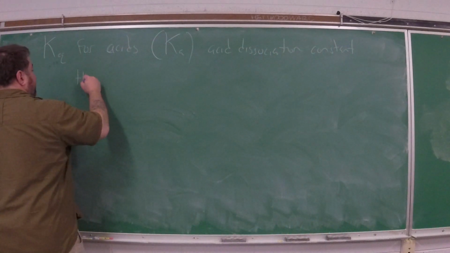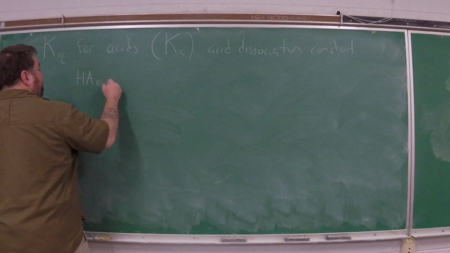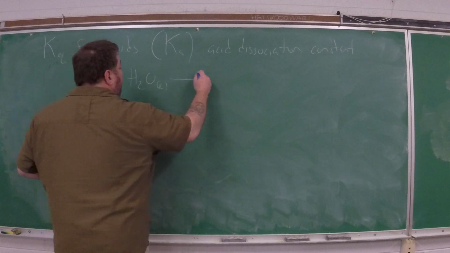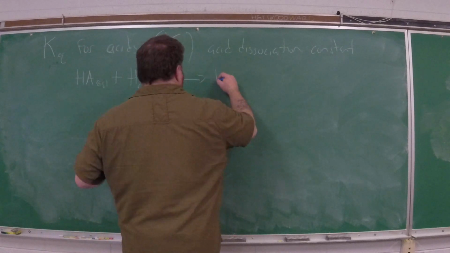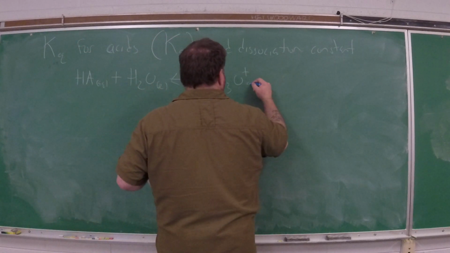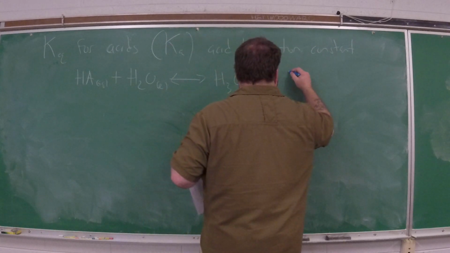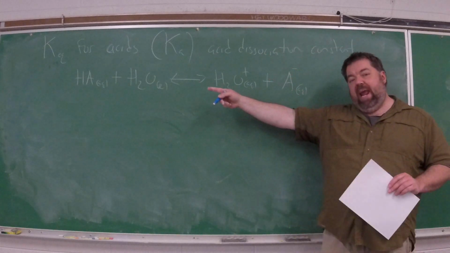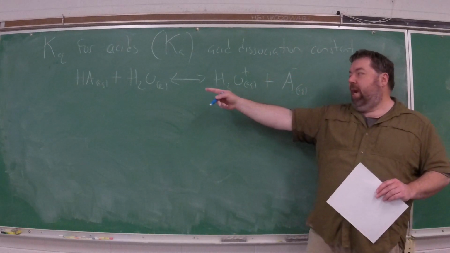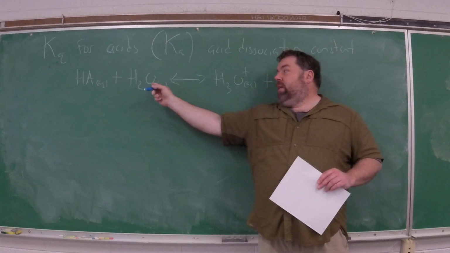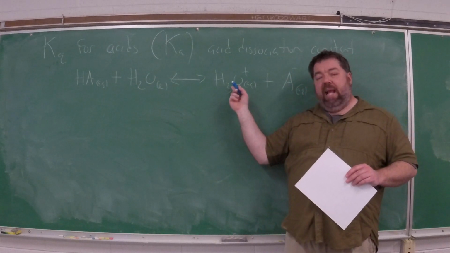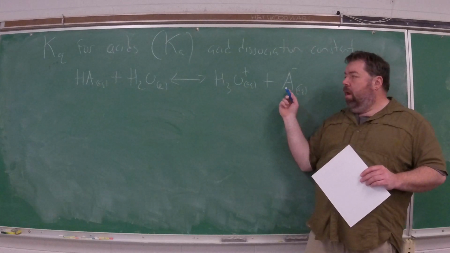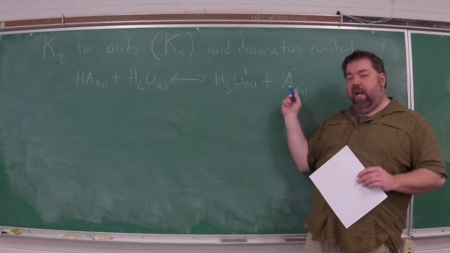Now let's take a look at a generic example. We're going to have our weak acid, HA, plus our water. That's going to go reversibly to H3O plus and A minus. So HA is our acid, this is our base. Proton gets transferred to the H2O, making the H3O plus hydronium ion, and then we end up with A minus, our conjugate base. This would be the conjugate acid, conjugate base.